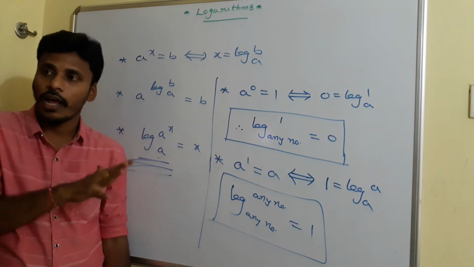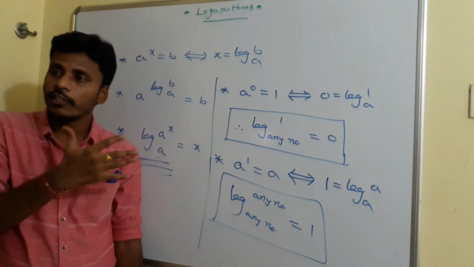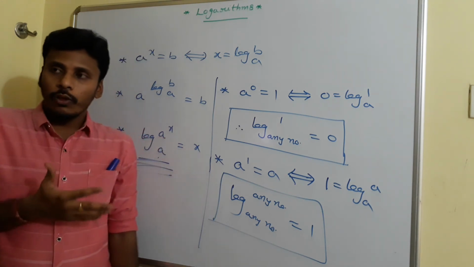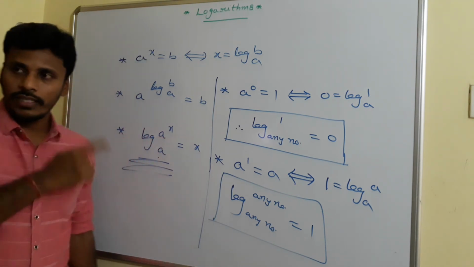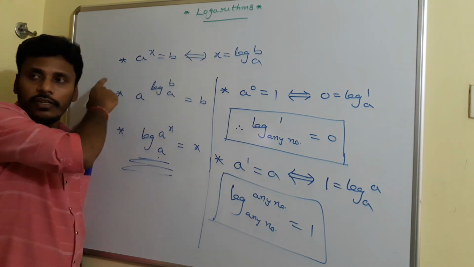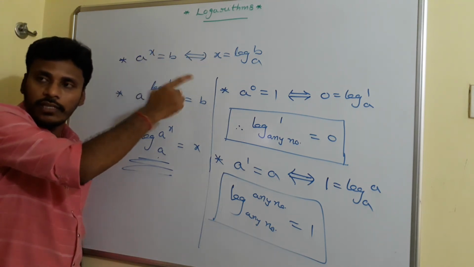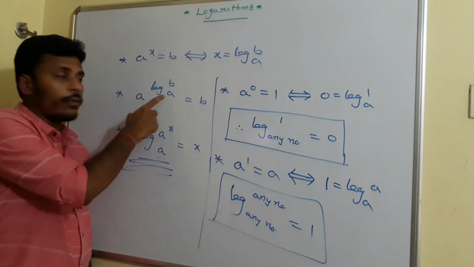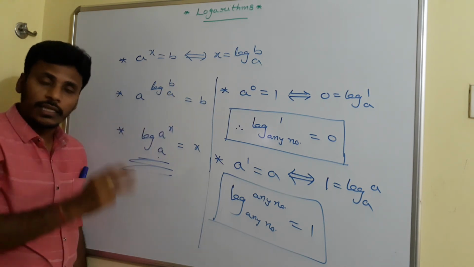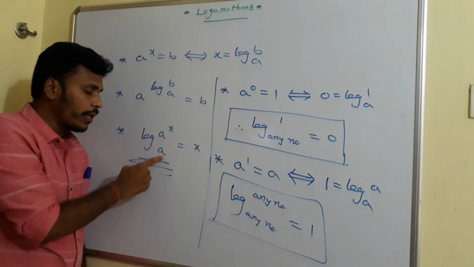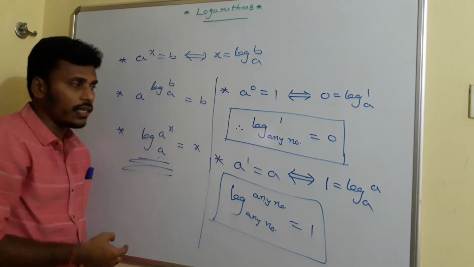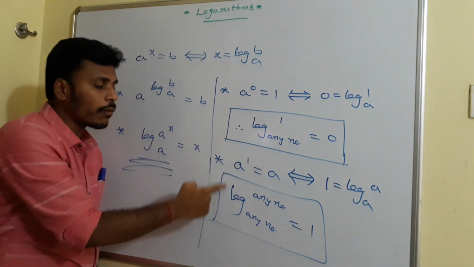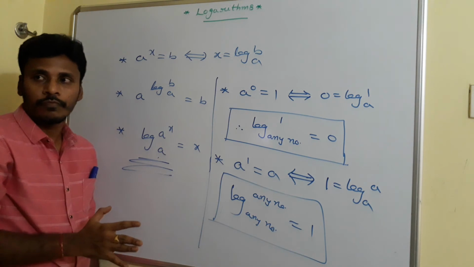So if 5 things are there on the board, with the support of these 5 things, we are going to develop many different laws, and using all those laws, we will solve problems. See, once again think, the first thing is this conversion, a power x is equal to b if and only if x is equal to logarithm of b base a. And the second thing is, a to the power log b base a is equal to b. And the third thing is, logarithm of a to the power x base a is equal to x. Whereas the fourth thing is, logarithm of 1 to the base any number is 0, and the fifth thing is logarithm of any number base any number is 1, right?